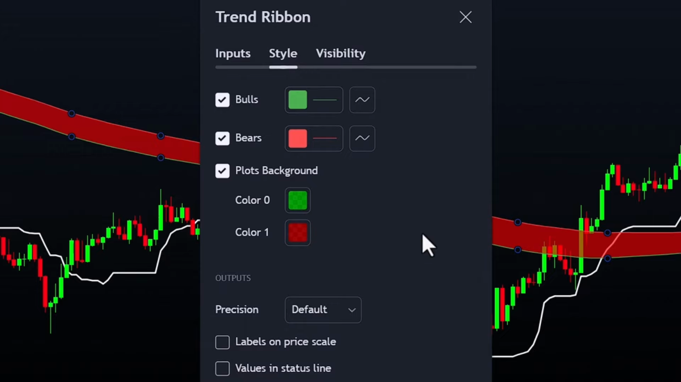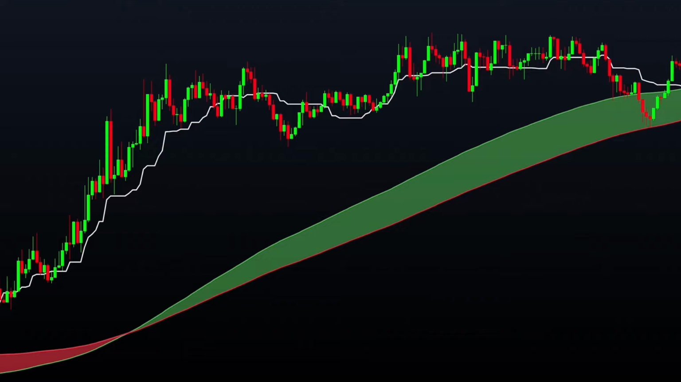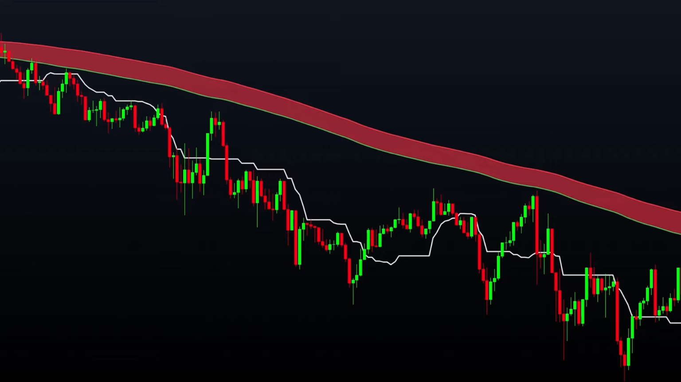For the style section, feel free to play with the colors and thickness to make the trend ribbon pop on your chart. A thick, clear ribbon will make spotting trends way easier. Using the trend ribbon is super straightforward. When the ribbon is green and the price candles are above it, the market's in an uptrend. That's your signal to look for buying opportunities. On the flip side, if the ribbon is red and the candles are below it, you're in a downtrend, meaning it might be time to think about shorting.